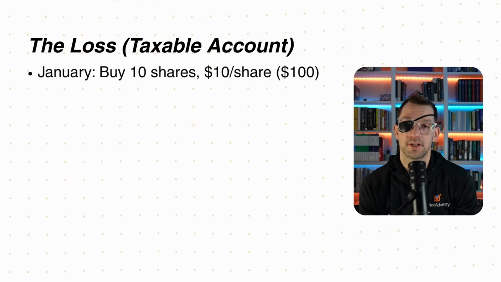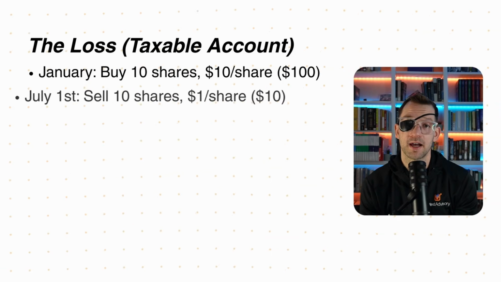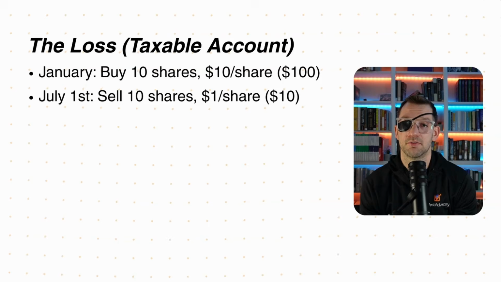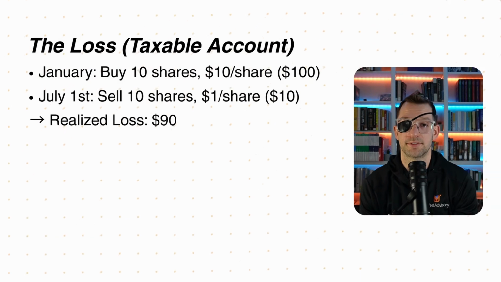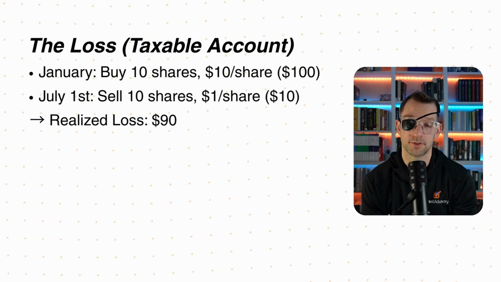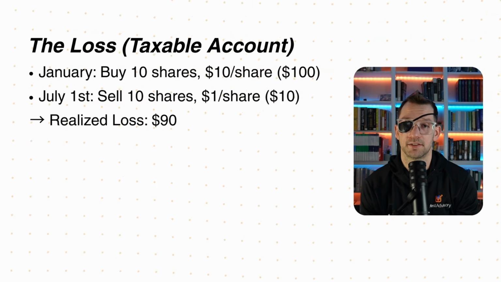And actually, the circumstances are pretty bad in this case. Let's go back to our original example of buying 10 shares in January for $10 a share. If you bought 10 shares in January in a taxable brokerage account, and then on July 1st, you decided to sell those shares for, let's say, $1. Okay, well, you have a $90 loss, right? That makes sense. You paid $10 a share, 10 shares, that was $100. That's what your basis was. You sold them for $1 a share, which means you have $10, so you have a $90 loss.